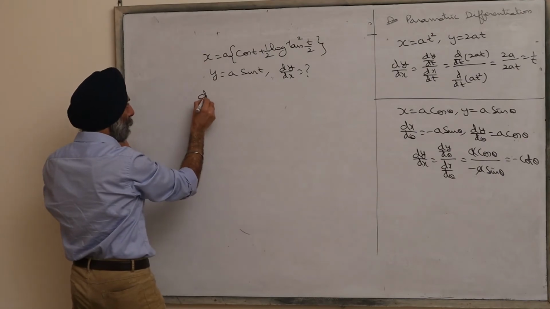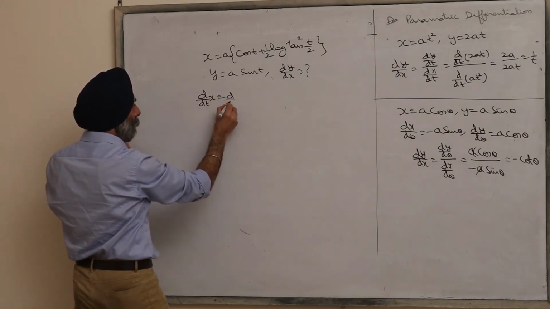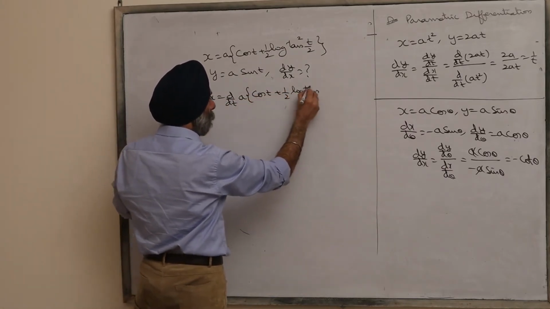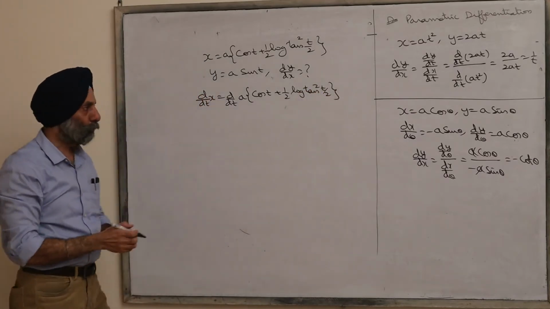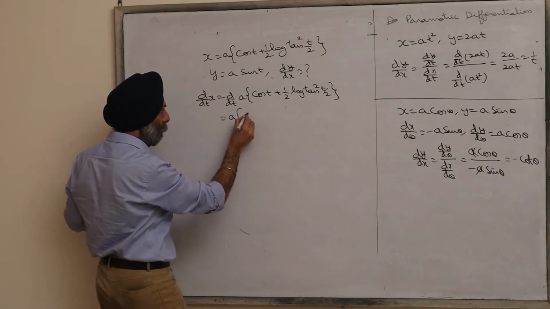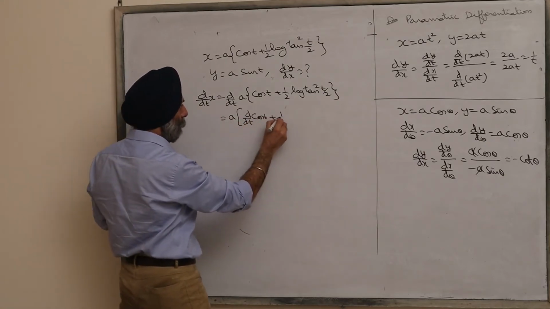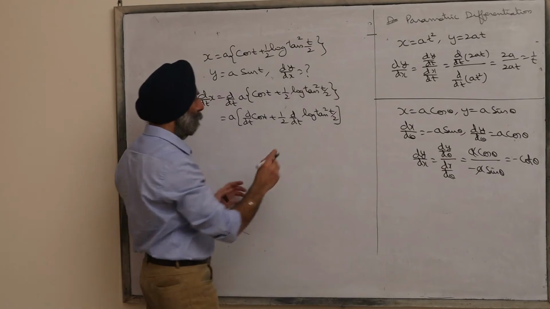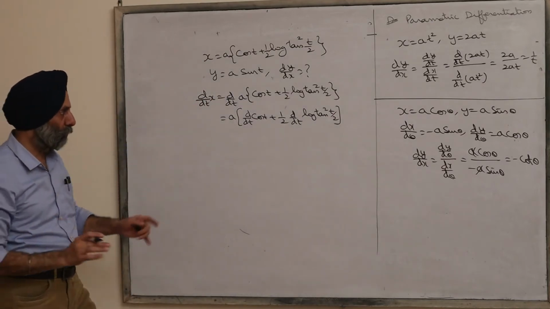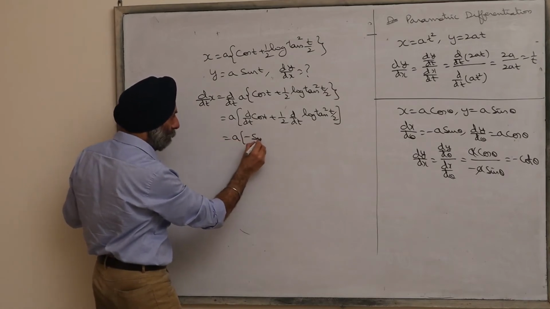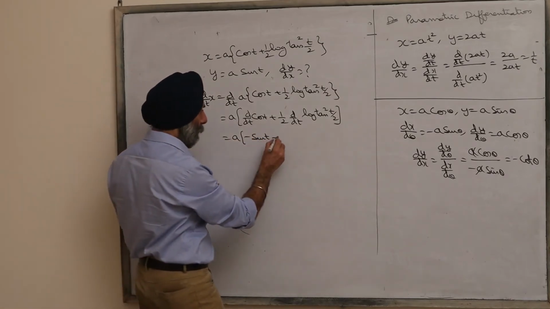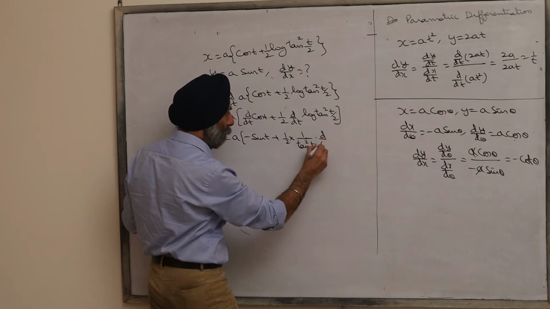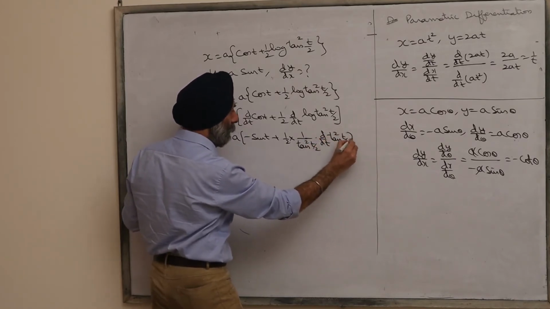So first of all we will find d over dt of x, which is d over dt of a into cos t plus half of log of tan square t by 2. So can I write this as a into d over dt of cos t plus half of d over dt of log of tan square t by 2? First apply the basic principle to differentiate this. Now it is a into differential of cos t, which is minus sin t, plus half of differential of log, which is 1 over tan square t by 2 into differential of tan square t by 2.